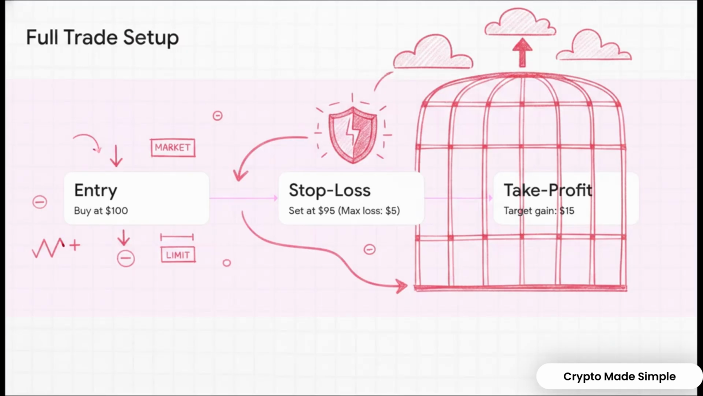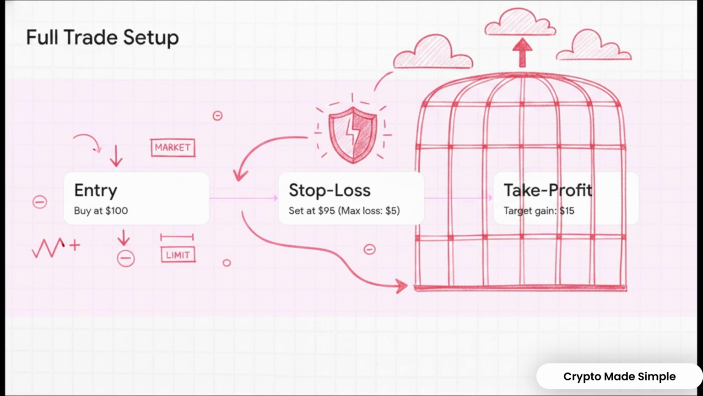Okay, here's how you actually execute a full trade setup step by step. Step one, your entry. You buy at $100 using either a market or limit order. Step two, immediately, and I mean immediately, set your stop loss at 95. So your maximum defined loss is now capped at $5 per share. Step three, set your take profit at 115. Your target gain is $15 per share.